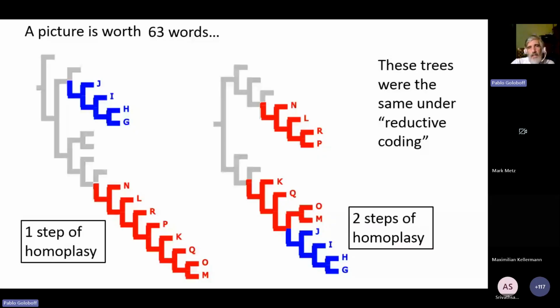But if you ask why any one of these taxa has red, and why is that similar to the red color in this group, that is homoplasy. Because if you have no tails, you cannot attribute the presence of a red color. So you need one origination of the red color here and one origination of the red color here. So these two trees look the same under reductive coding, but clearly on Lee's criterion, they are different.